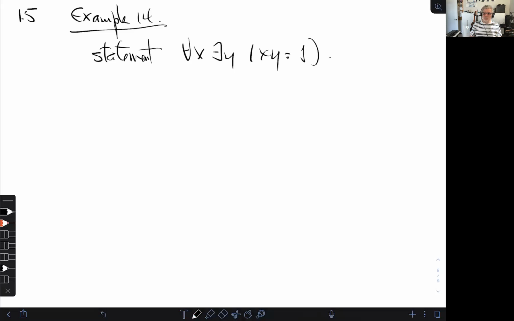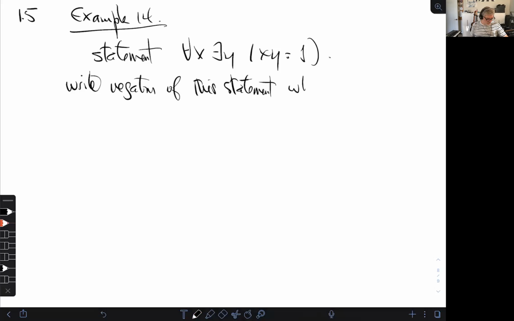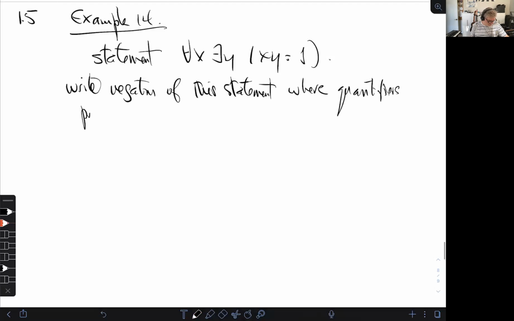So what I want to do is this. Write the negation of this statement where quantifiers precede any negation symbol.